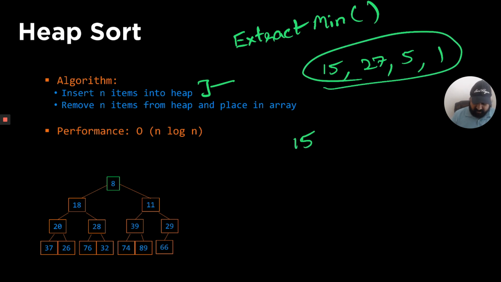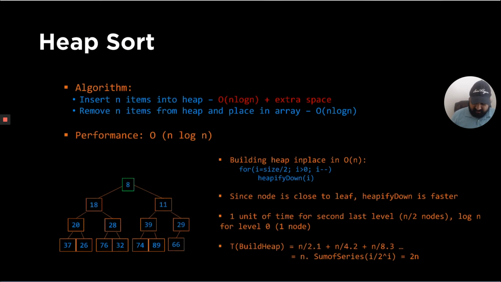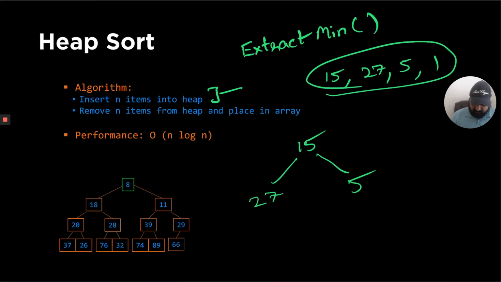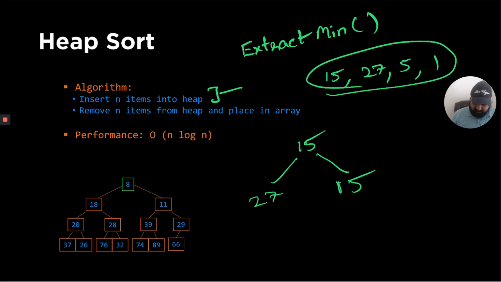Our heap would look something like this: 15, then we'll add 27, then we'll add 5. Now 5 violates the property of min heaps because 15 is greater than 5. So 15 will move down and 5 will go up. Next, when we insert 1, it's going to be appended right here. Now 1 is smaller, so 1 and 27 will be swapped, and then 1 and 5 will be swapped as well.